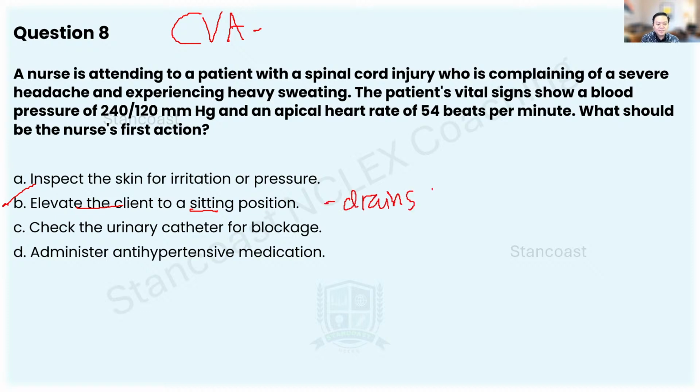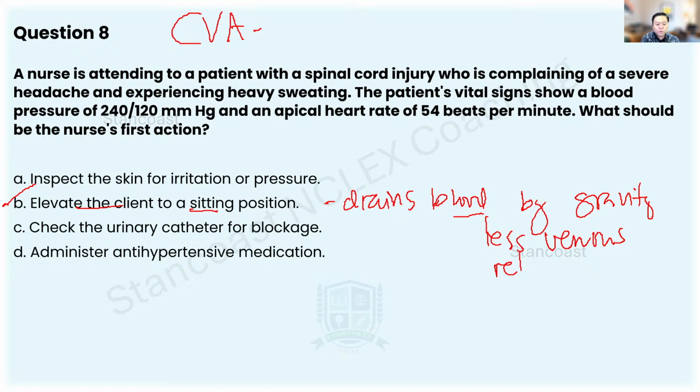Drains blood by gravity. Okay? So there will be less venous return. So this will diminish the blood pressure. That would be our initial action. And then after that, we're going to do the other nursing actions. It could be checking the patient's urinary catheter for any blockage, or it could be checking the skin for irritation or pressure, and then you're going to have to administer the antihypertensive medication as well. Okay?